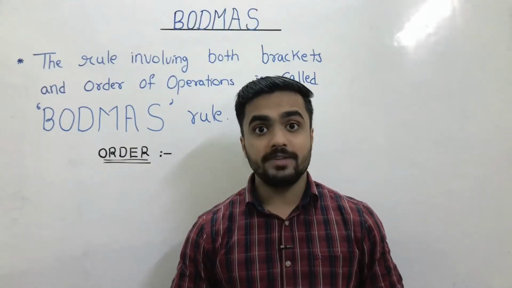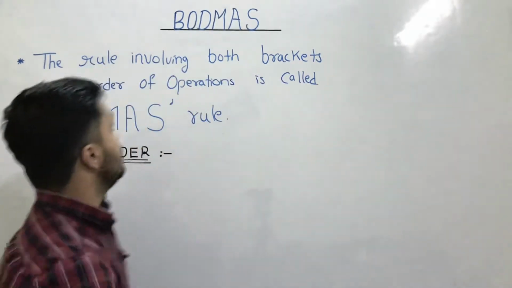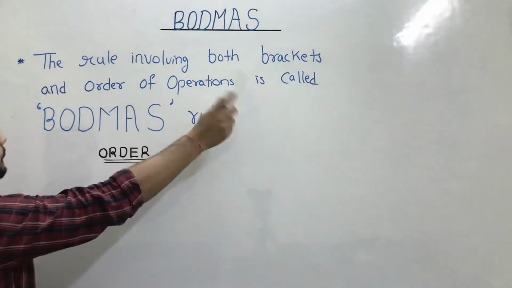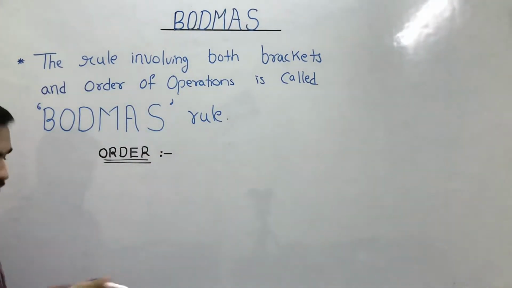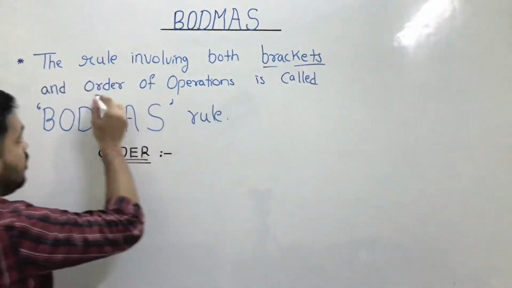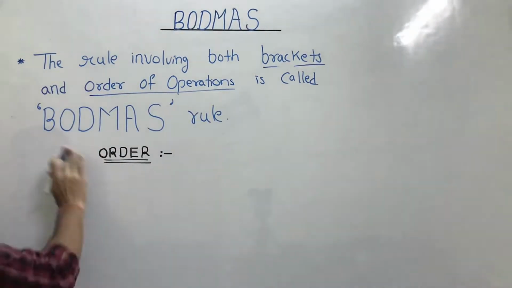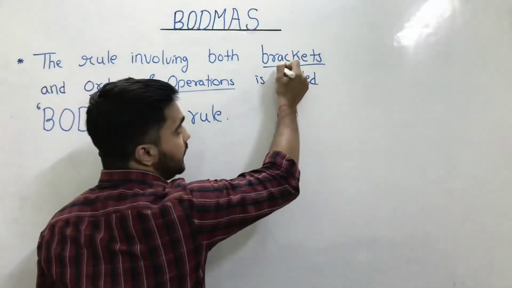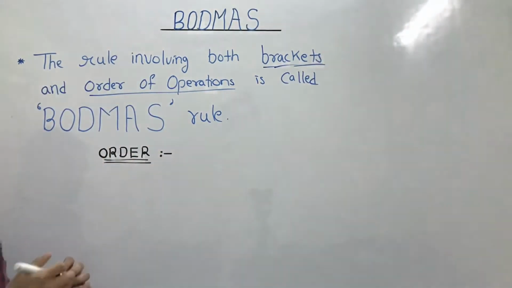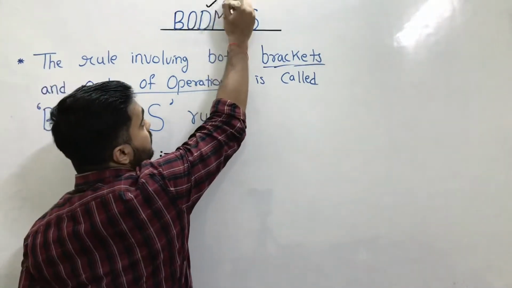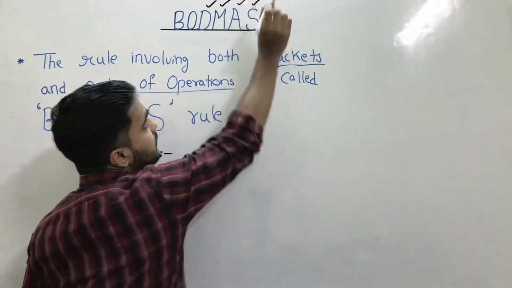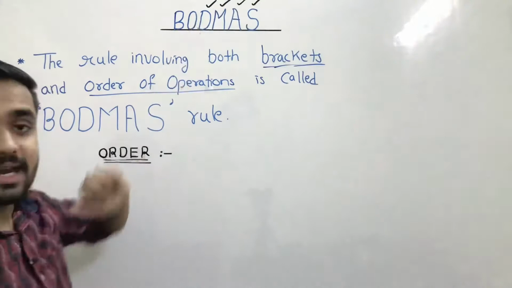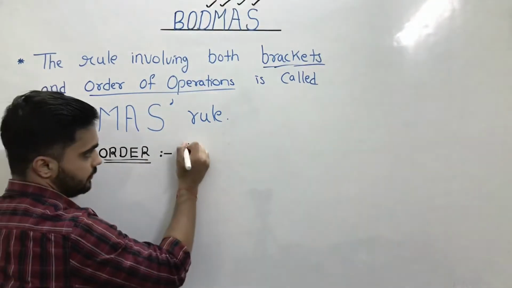So what is BODMAS rule? Let's see. The rule involving both brackets and order of operation. So brackets and order of operation is called as BODMAS rule. Now in this, order of operation is very important. So you can see that here we have D, M, A and S. Now this D stands for division.